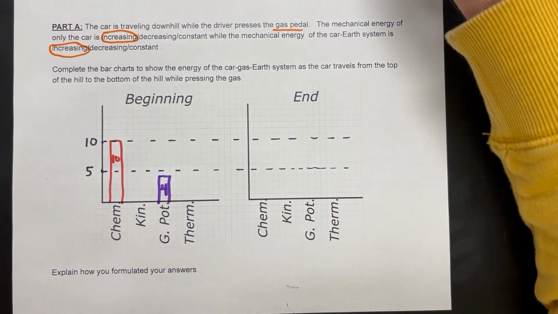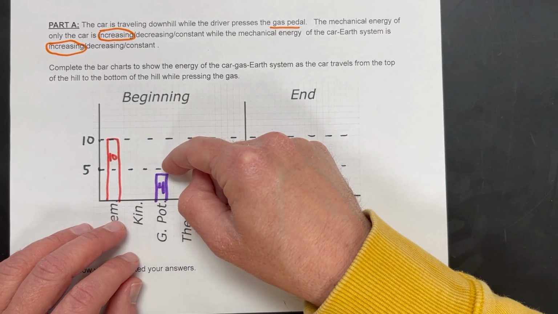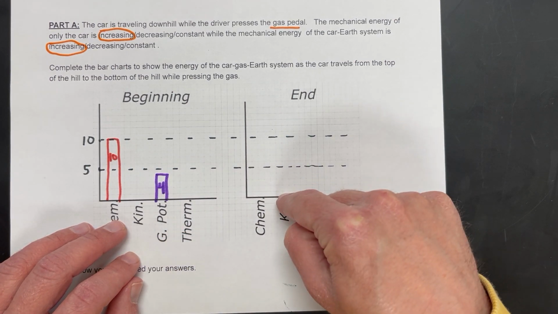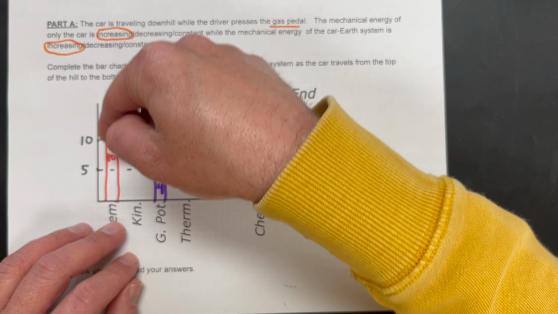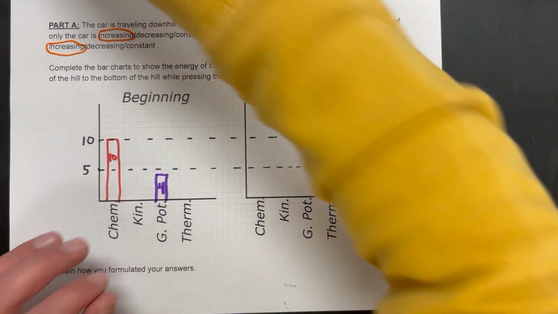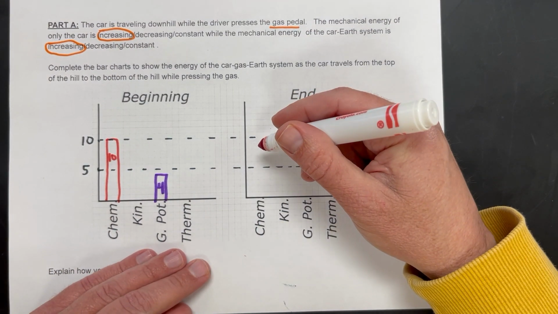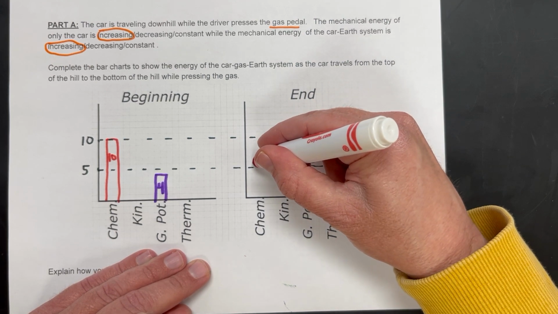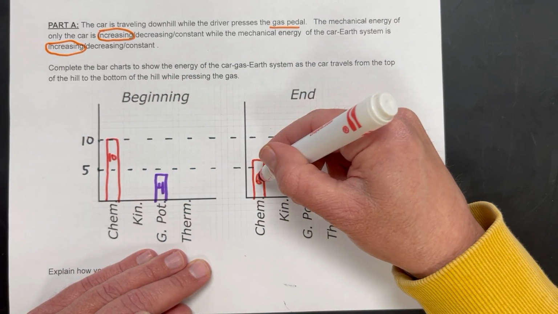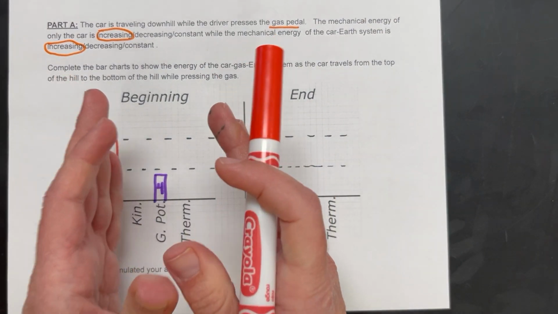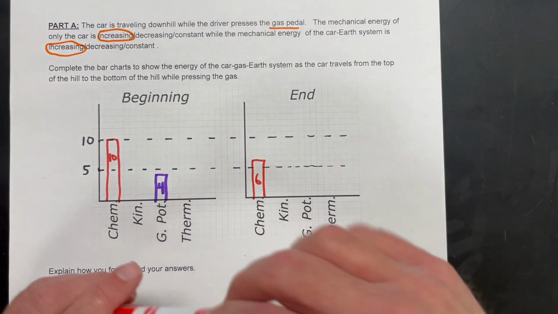So now, 2 things are going to go on. As the gravitational potential energy goes down, that's going to become kinetic. I think we're used to that. But also, since we're pressing the gas pedal, this chemical energy is going to become kinetic energy. So I'm going to lower this amount of chemical energy down, let's say, to 6. So I used up 4 bars of my chemical potential energy. Those bars have to be made up somewhere.